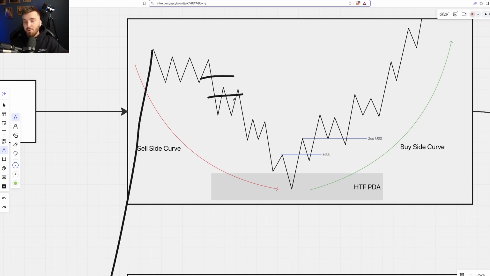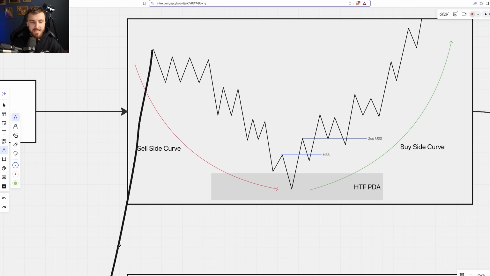So what profitable traders do is they understand that the overall market structure is bullish. So the number one thing you want is to correctly identify the higher time frame PD array we are going to tap, and then execute in line with the external market structure.